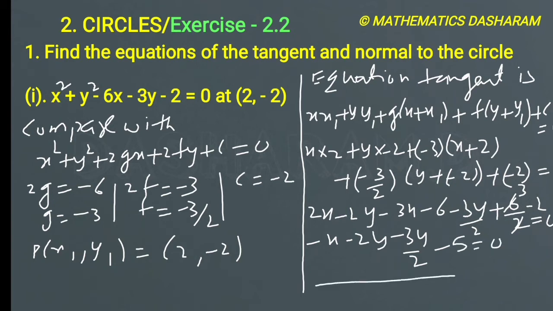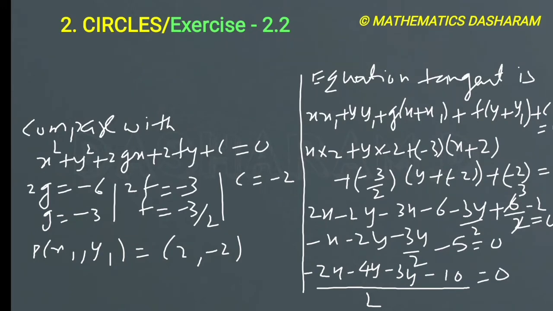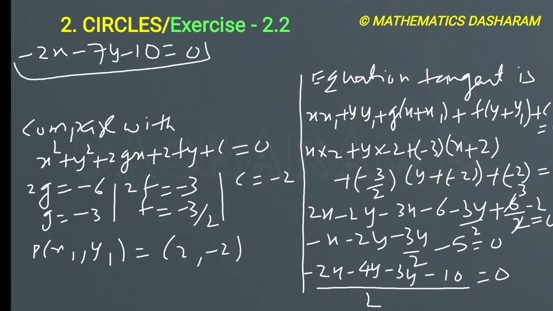So now take the LCM. 2 is the LCM, so minus 2x minus 4y minus 3y, next minus 10 equals 0. So the final answer is minus 2x, minus 4y minus 3y is minus 7y, minus 10 equals 0, which is our required equation of a tangent.